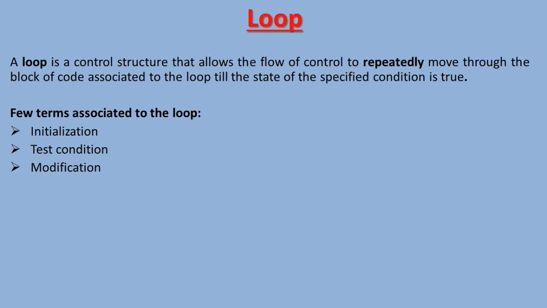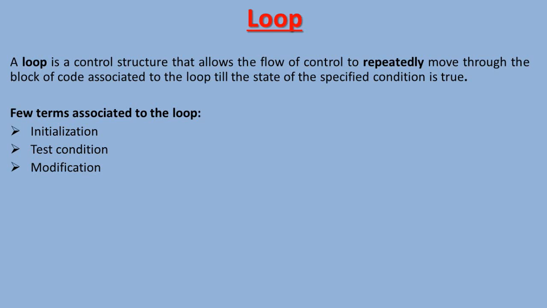A loop is a control structure, just like if else and if elif what we did in the previous videos. A loop is a control structure that allows the flow of control to repeatedly move through the block of code associated to the loop till the state of the specified condition is true.